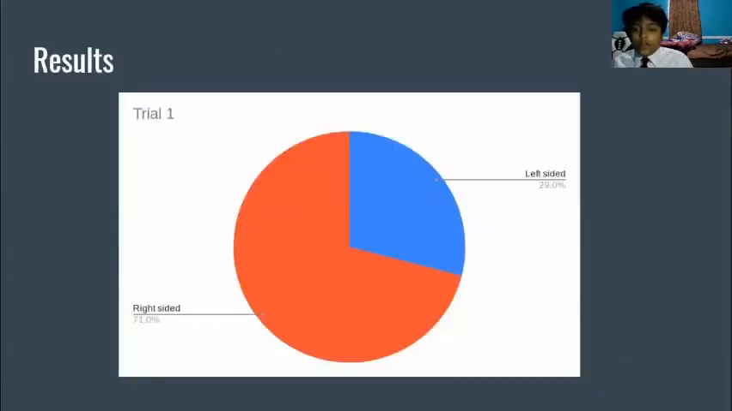Results from trial 1. 29% were left-sided and 71% were right-sided. My hypothesis was not supported because my hypothesis stated that above 75% would be right-sided.